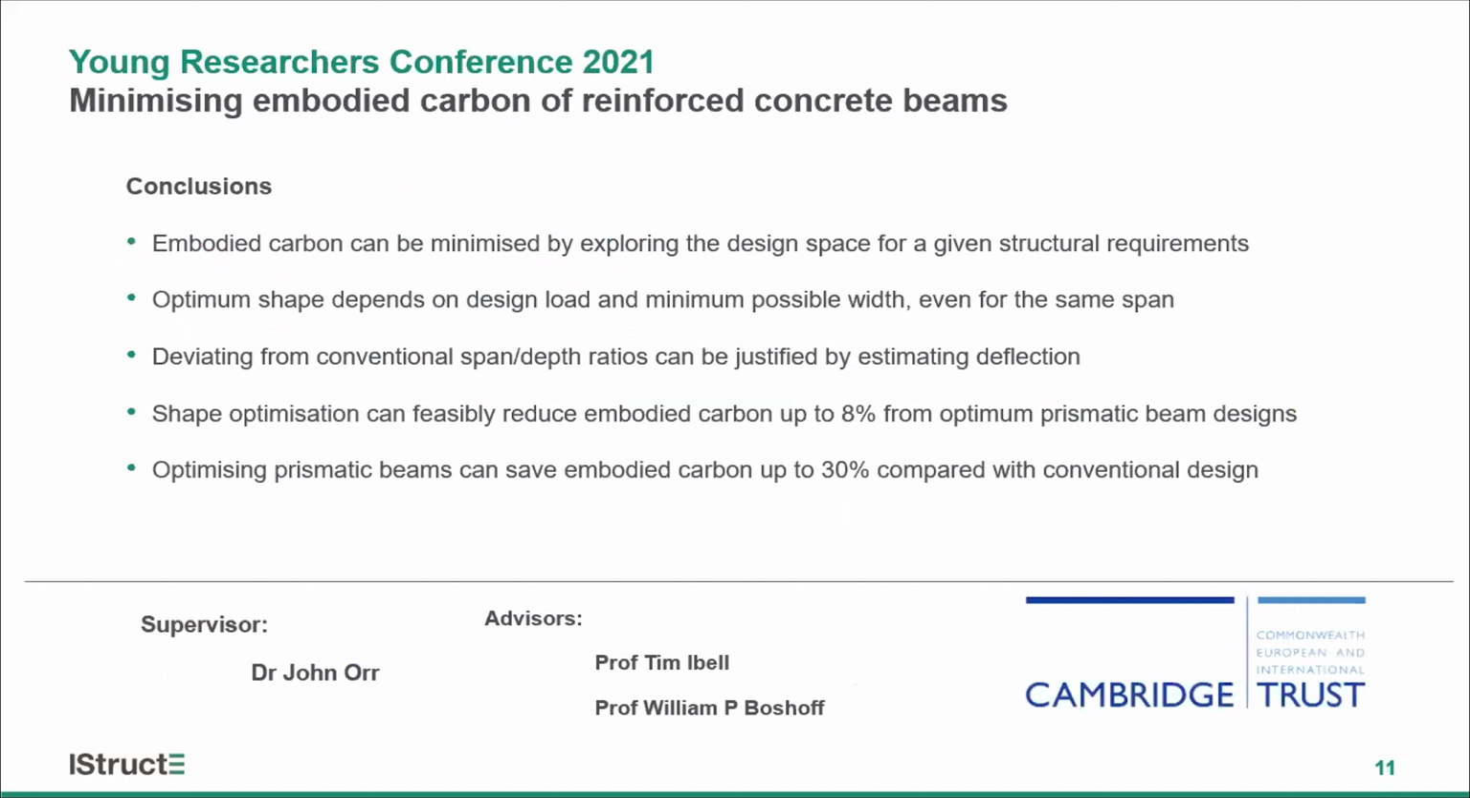So I would like to conclude my presentation with these points. We can reduce embodied carbon by exploring the design space, but the optimums will depend on the design load and depend on how thin the beam can go, even for the same span. Shape optimization can reduce embodied carbon by up to 35% from the conventional design, but more importantly, even without shape optimization, optimizing prismatic beams alone can reduce embodied carbon by up to 30%, and these reductions can even go higher if we assume the beam can go even thinner.